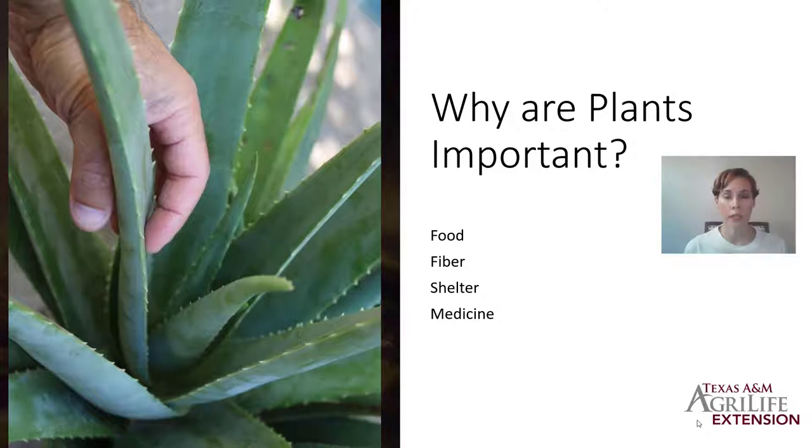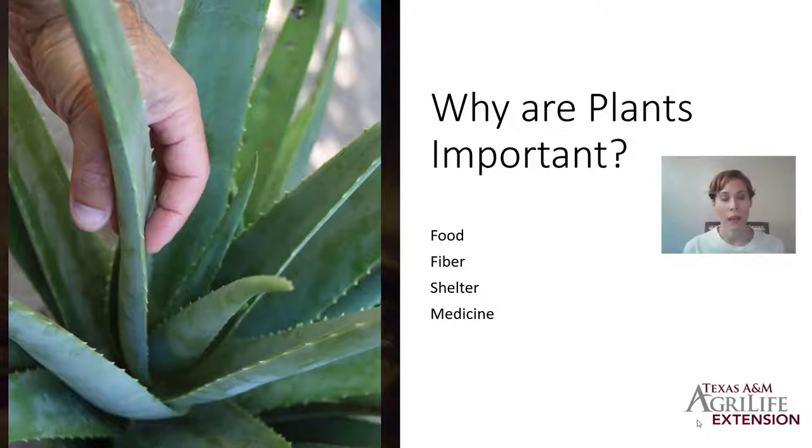Probably one of the ones that you are most familiar with is this aloe vera plant. Aloe is used for burns, especially like sunburns, or if you burn yourself on something really hot. It soothes the skin. Aloe vera is also added to lotions and things, maybe even soaps, because it's very soothing on the skin.